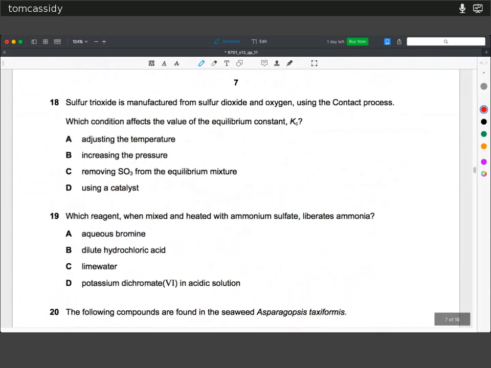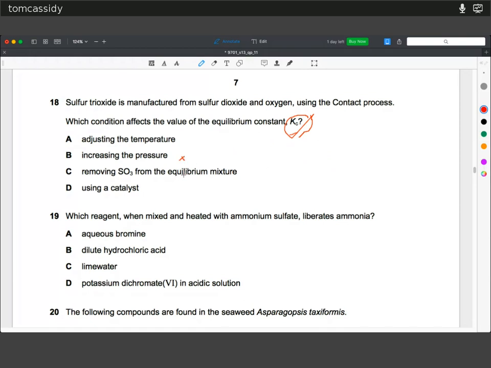Okay, good. So this is just another thing that you really need to know. It comes up quite often in exams, and they're trying to test you on what are the things that change the value of the equilibrium constant. Now, increasing the pressure, well, that's a bit like increasing the concentration. That doesn't change the value of the equilibrium constant.